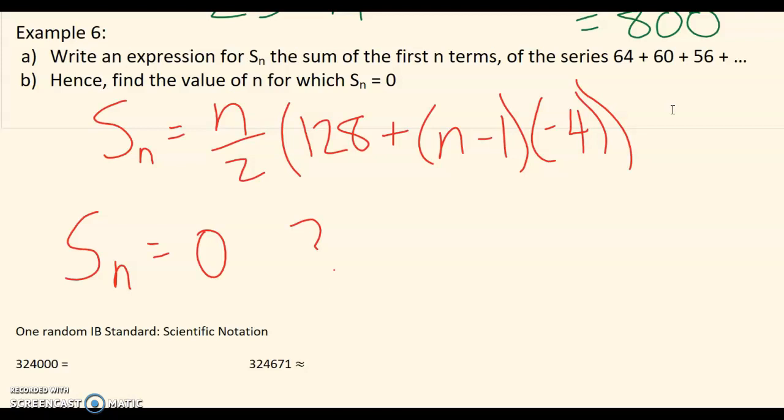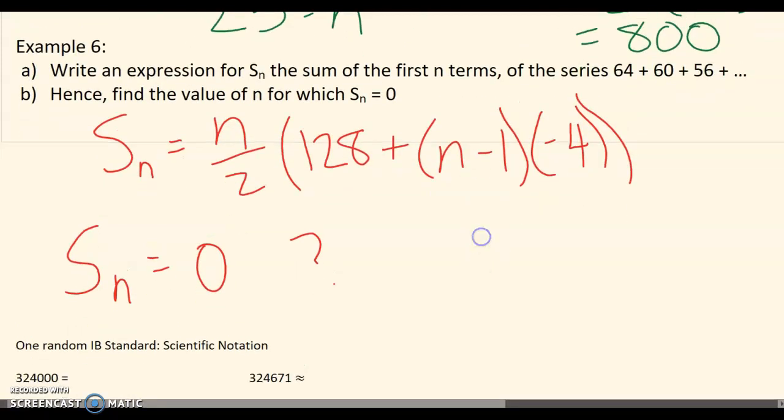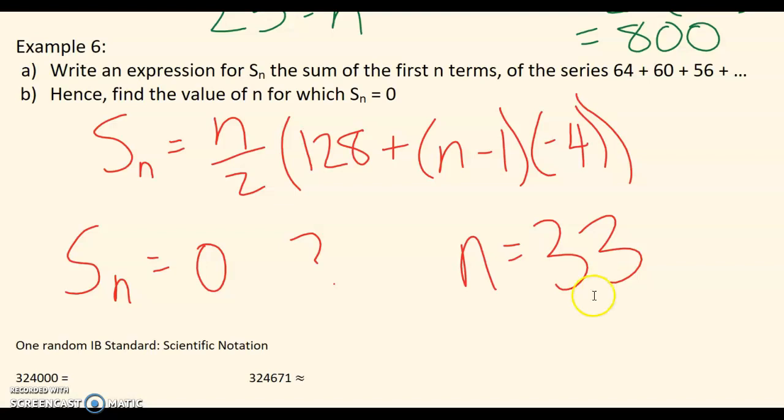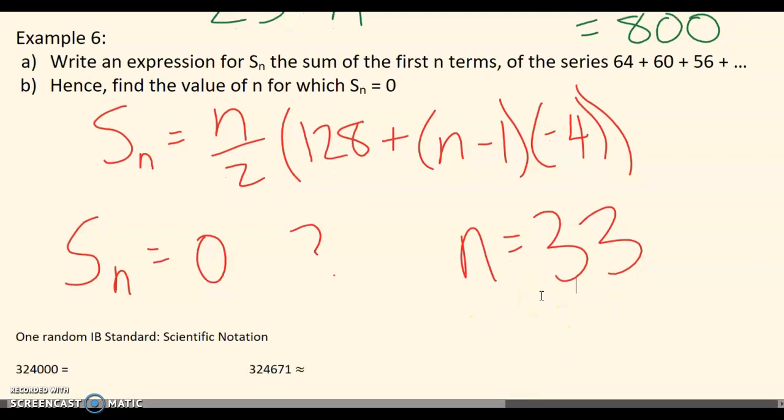Okay, use our table, scroll, oh, need to change my table settings. So it is equal to 0 way down at n equals 33. So there you go. So that's the end of the arithmetic sequence review.